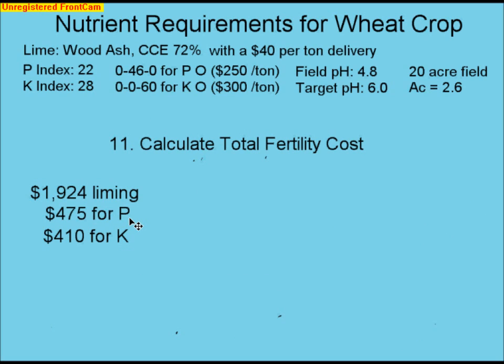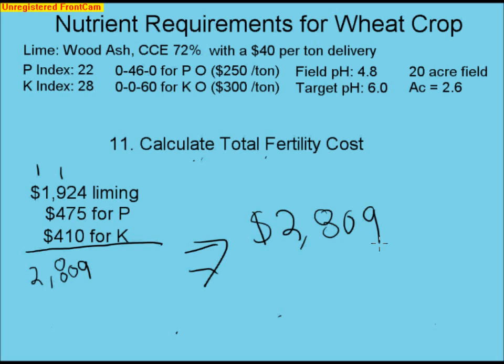So the final thing that we need to do is to calculate our total fertility cost. So we learned that we had $1,924 required for liming, $475 required for phosphorus, and $410 required for potassium. So then we can sum all of these together. So we need a total of $2,809 to fully fertilize our wheat crop on 20 acres.